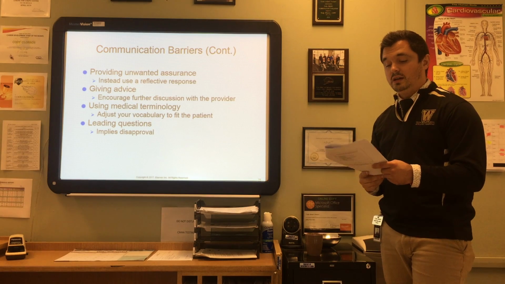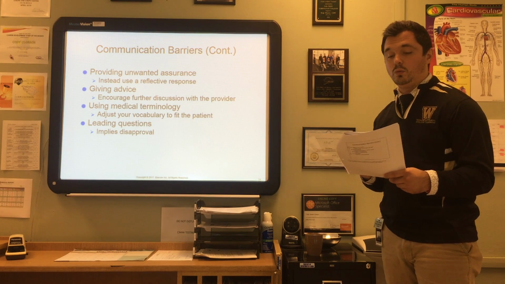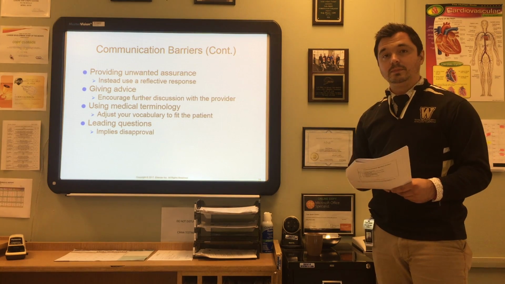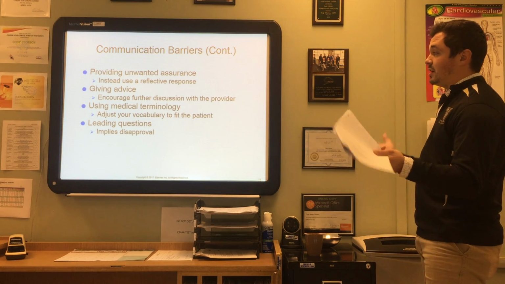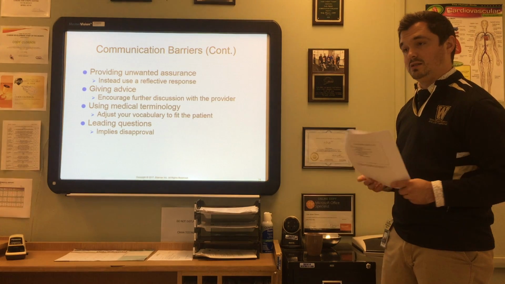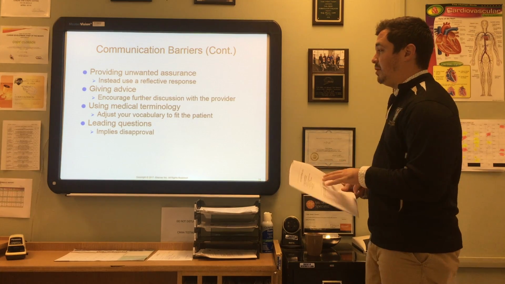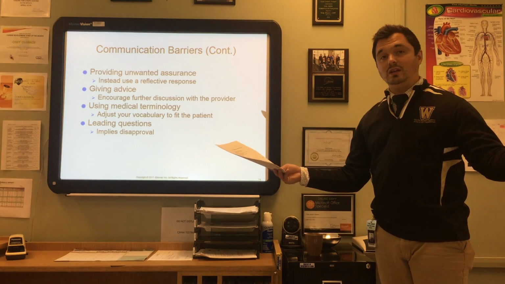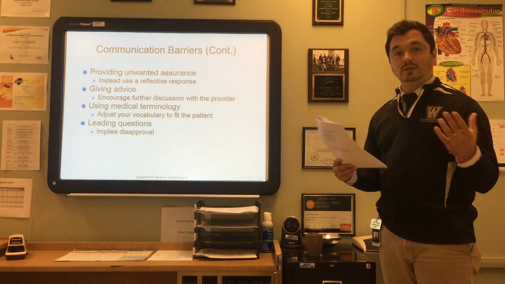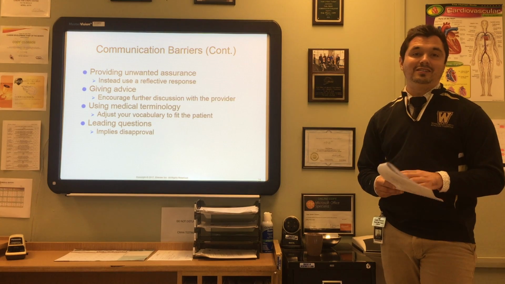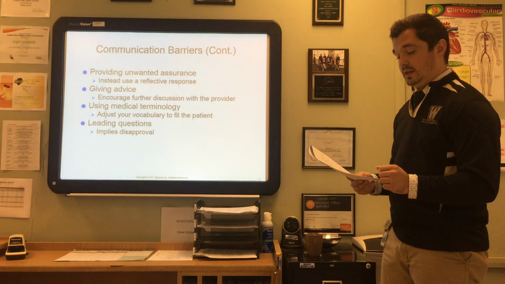Providing unwanted assurance could be a communication barrier. Instead of providing unwanted assurance, use a reflective response. Giving advice can be a communication barrier. So encourage further discussion with the provider. Don't give advice, just encourage them to talk to the provider. Using medical terminology can be a communication barrier. So you need to adjust the vocabulary to fit the patient. If you're working in a pediatric clinic and you have an 8-year-old coming in and you start talking in medical jargon, the 8-year-old's not going to understand what's going on. So really adjust your vocabulary to fit the patient.